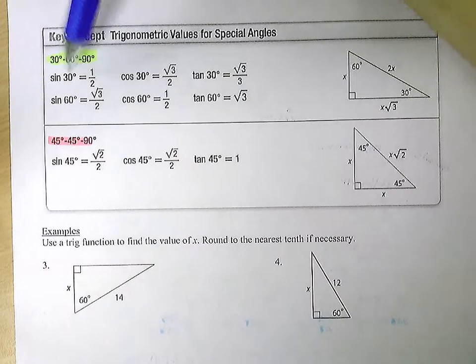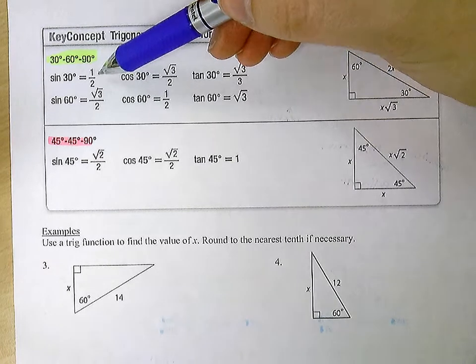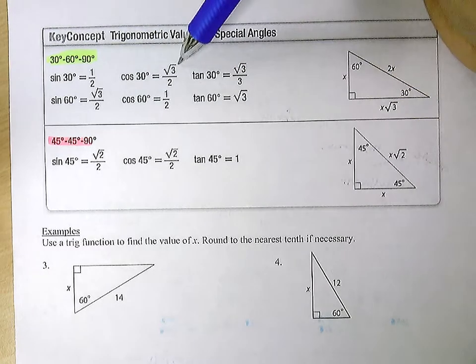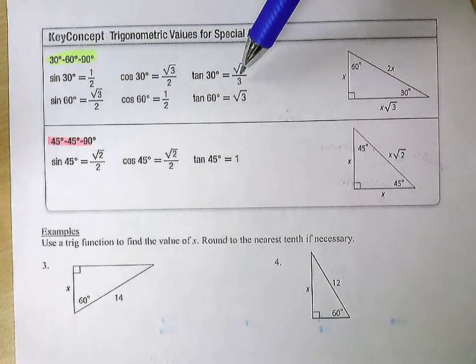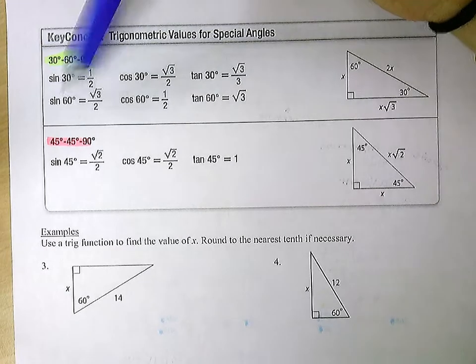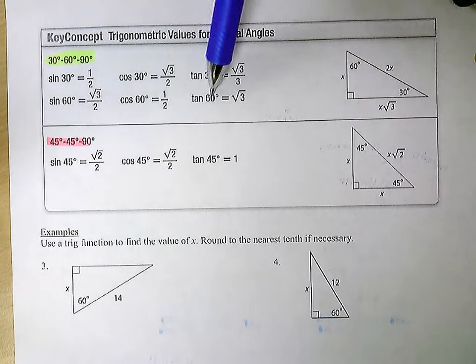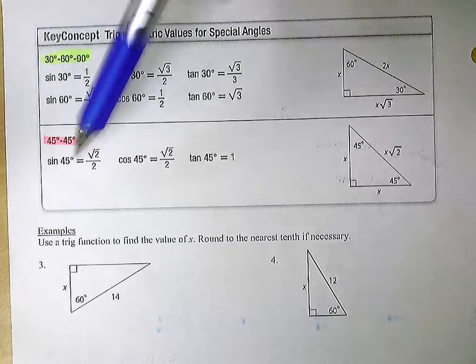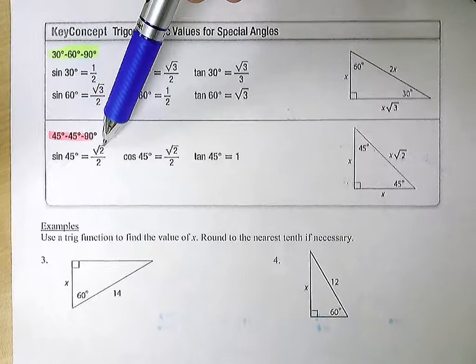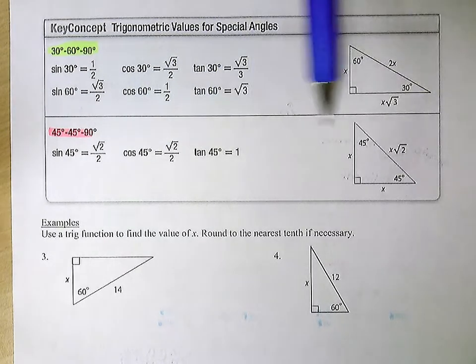If you have sine of 30 degrees, so from this 30-degree angle, again, that's opposite over hypotenuse, it's 1/2. Cosine of 30 is square root of 3 over 2. Tangent of 30 is square root of 3 over 3. Sine of 60 is square root of 3 over 2. Cosine of 60 is 1/2. Tangent of 60 is square root of 3. 45, 45, 90. Sine of 45, square root of 2 over 2. Cosine of 45, square root of 2 over 2. And tangent of 45 is 1.